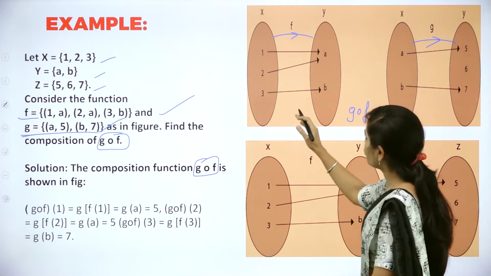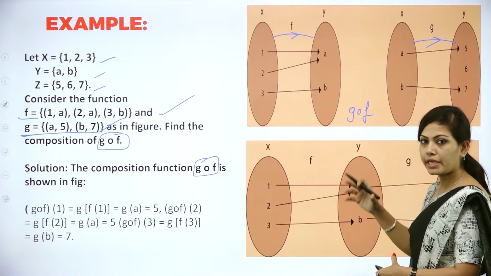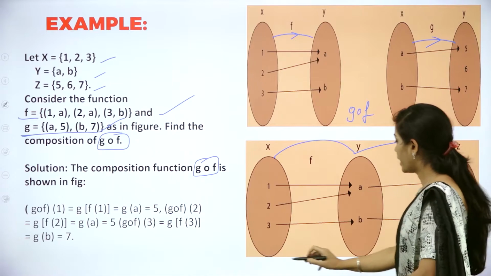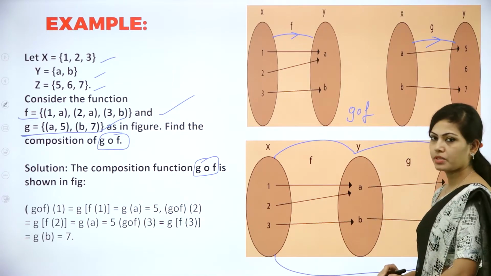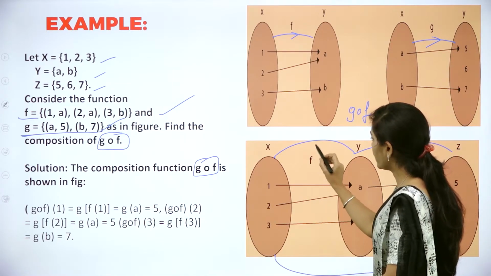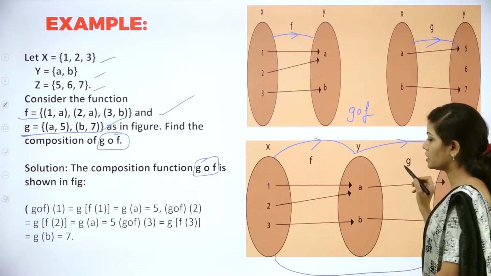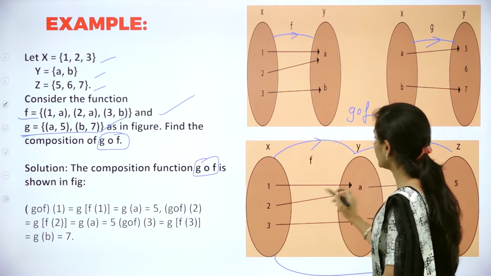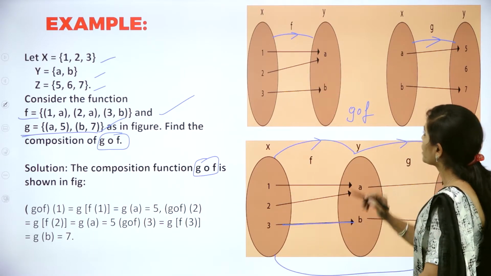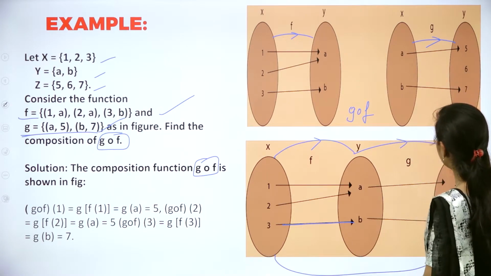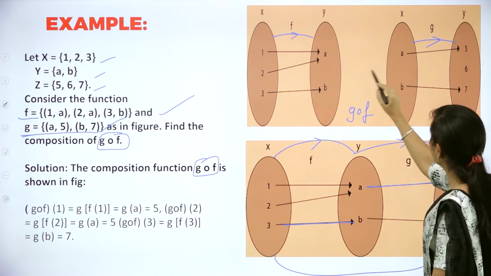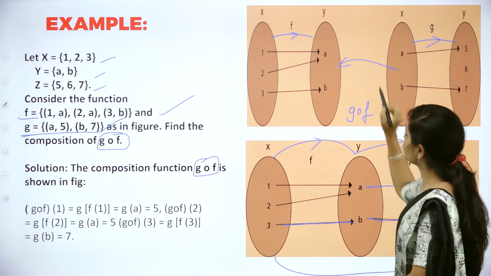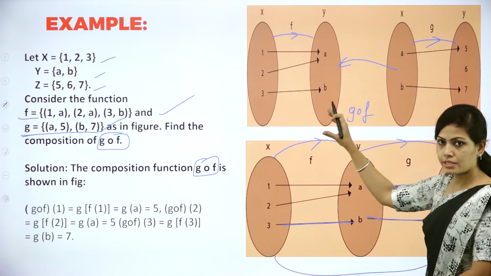So for finding g of f, you combine three mappings: x to y, y to z, and again x to z. x to y means it is f, y to z means it is g. I am combining both the functions. So x to y means 1 to a, 2 to a and 3 to b, and again y to z means I am combining a to 5, b to 7. So here I am combining the functions.